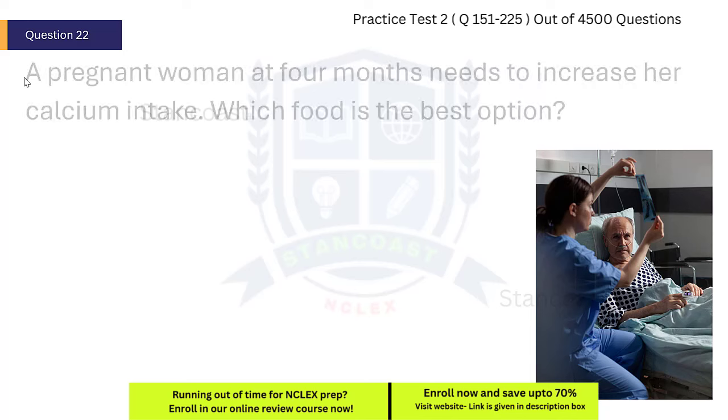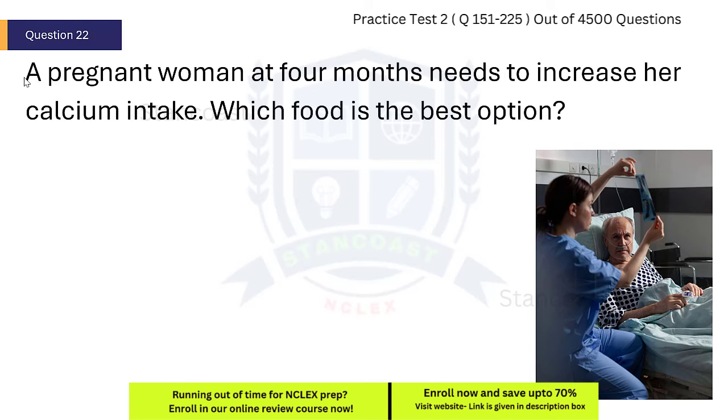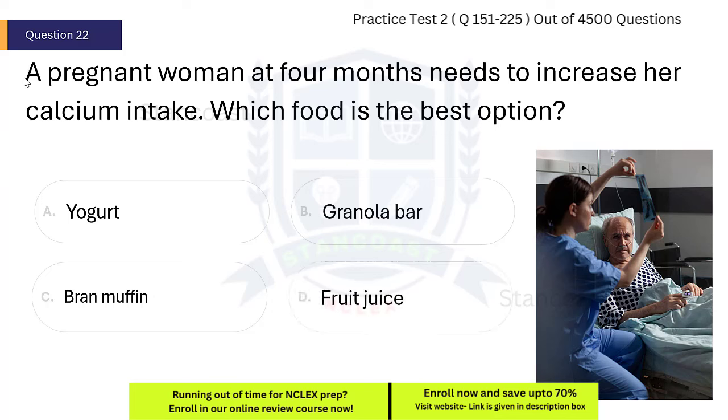A pregnant woman at 4 months needs to increase her calcium intake. Which food is the best option? A. Yogurt. B. Granola bar. C. Bran muffin. D. Fruit juice. Think about the best sources of calcium. The correct answer is A.